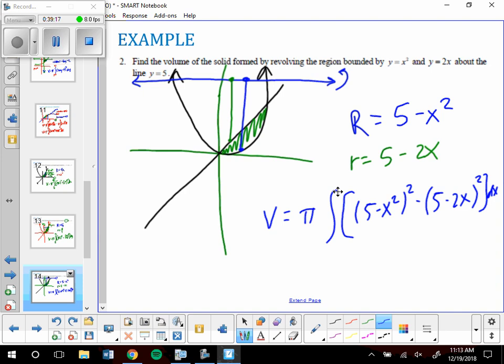And my x bounds. What's my lower bound? 0. And my upper bound is going to be right here. Let's figure out where they intersect. x squared equals 2x, x squared minus 2x equals 0. What does x equal? 0 and 2.